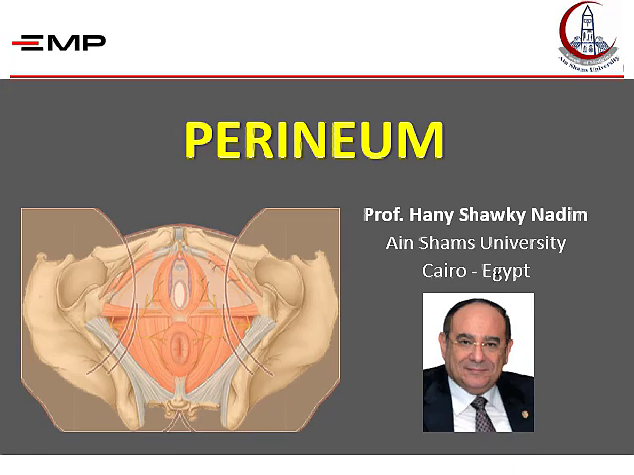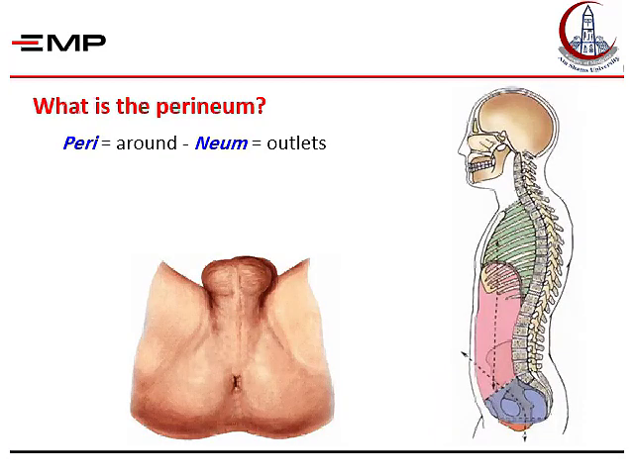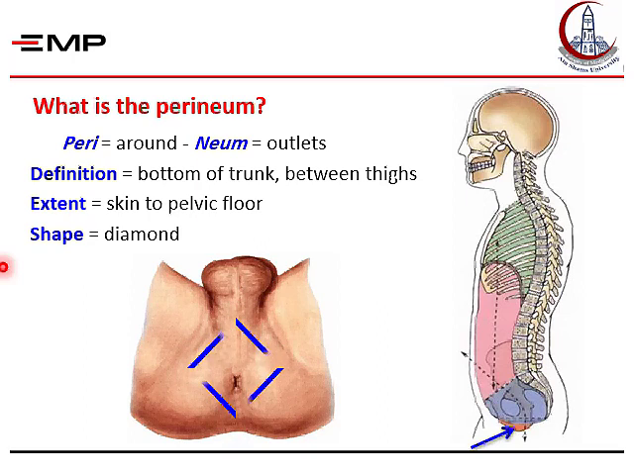This is Hani Nadeem. This lecture is about the anatomy of the perineum. First, what is the perineum? The two parts of the word, peri means around and neum means outlets, so it is the place that surrounds the outlets of the body at the bottom of the trunk. It is located at the bottom of the trunk between the two thighs.